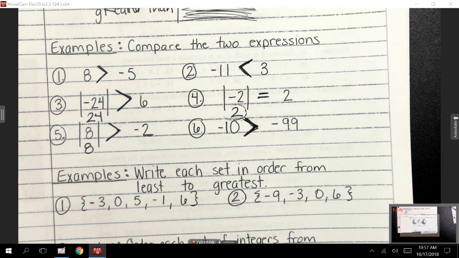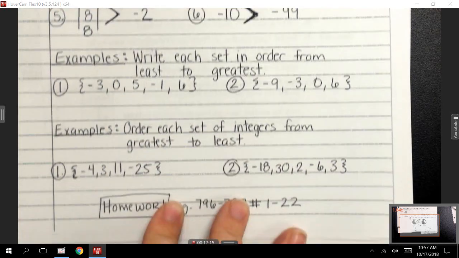Which one is closer to 0? And that's what we were mentioning. For negatives, think about how it's closer to 0. All right. Let's look at these next sections.